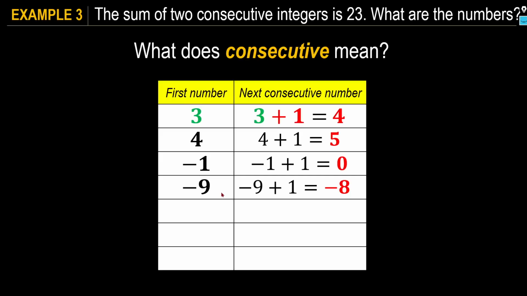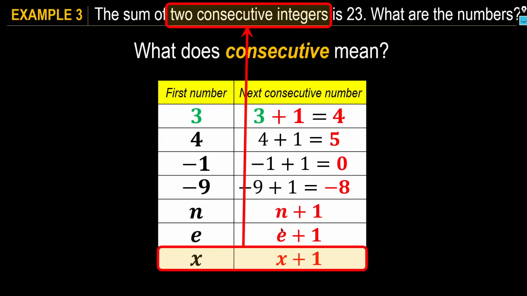Pero pwede rin na n. Diba? Sino kasunod ni n? Magic na yan siya, hindi ko alam yan. Ganun pa din. Dagdag ka lang ng 1. How about e? E plus 1. At si x, with x plus 1. Diba? Consecutive numbers. And again, look at this last row right here. That will meet our requirement in the problem. No? We're looking for 2 consecutive integers.